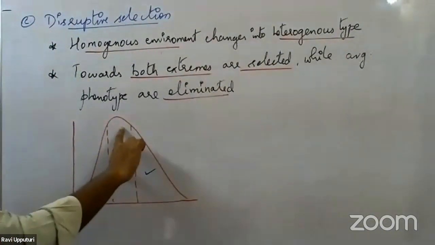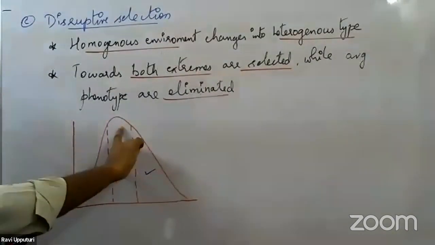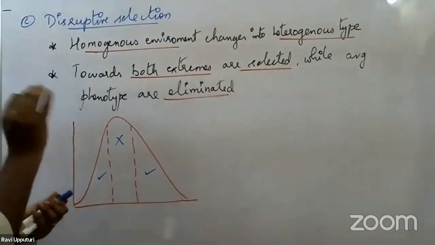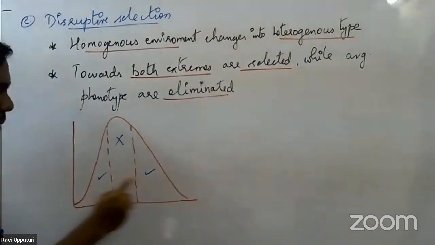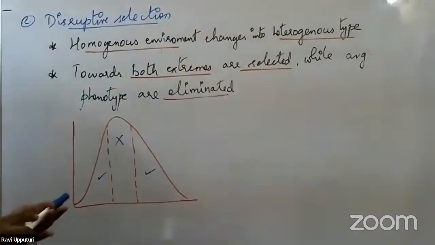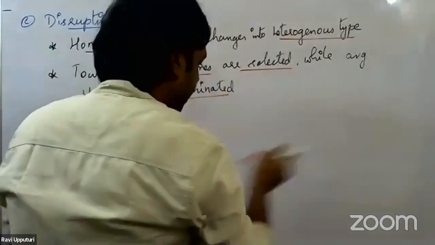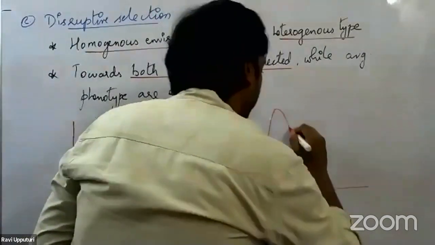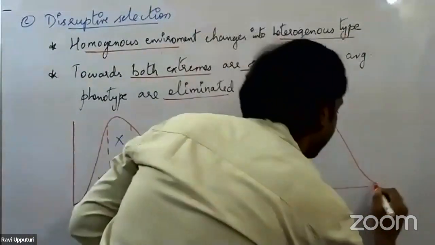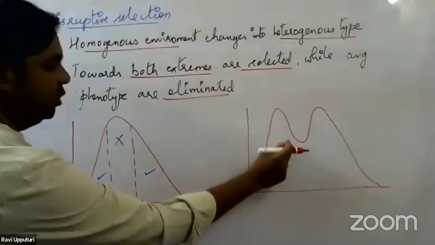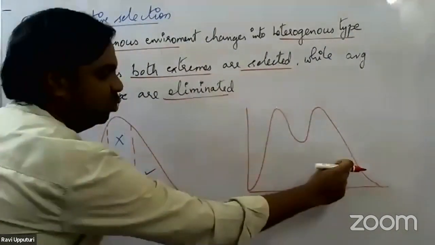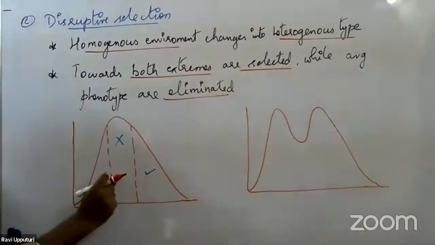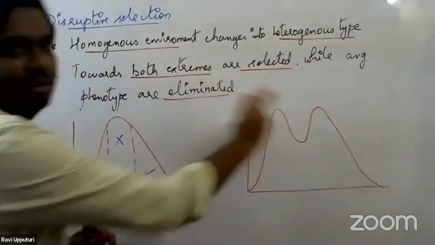Once these individuals are eliminated, it would lead to the formation of two or more different types of subpopulation, right? So the graph we saw now would become somewhat like this, right? So this is one extreme end and this is the other extreme end. Individuals present towards the center, possessing the average phenotype, are eliminated from the population.